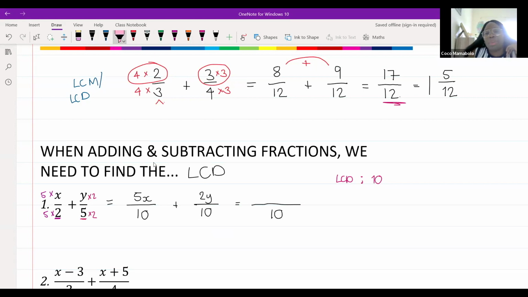Now, I need you guys to bear in mind that 5x and 2y are not like terms. So we can't say that this is 7xy. No, no. They're not like terms. So all I'm going to do is write 5x plus 2y over 10. And that is my final answer.